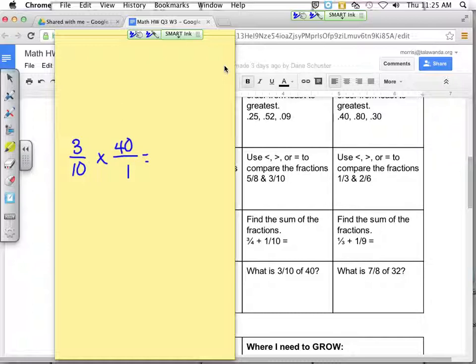Now I need to multiply. What do I do? Who am I not calling? Megan. Which is? How many 10's will go into 120? 12. Over 1, which is equal to 12. How many of you guys got 12 as your answer?